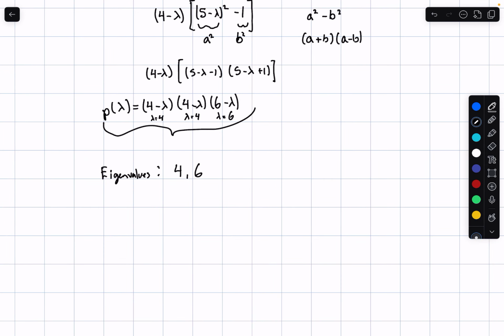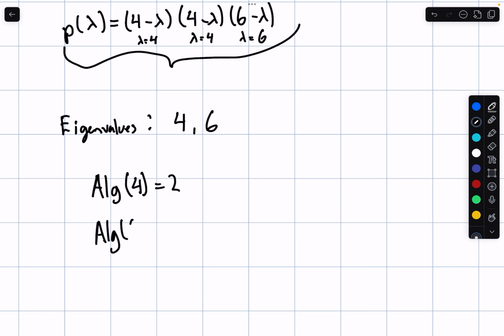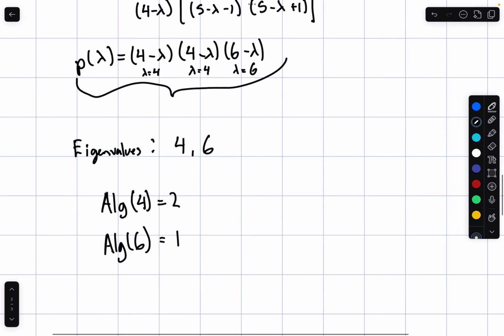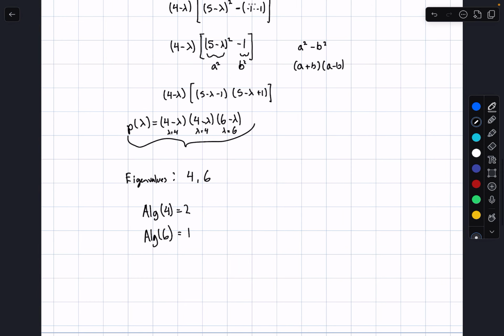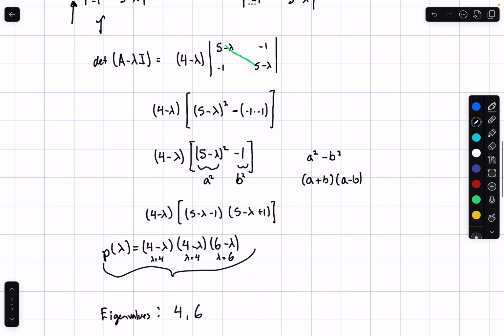And so what's important to note now that we got 4 and 6, because 4 shows up twice, we'll say that the algebraic multiplicity of 4 is 2, and because 6 only shows up once, the algebraic multiplicity of 6 is 1. But that's just a little trivia that you might be asked during a test. So there you have it. That's how you find the eigenvalues of a given transformation matrix.